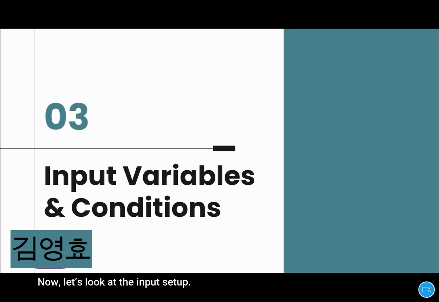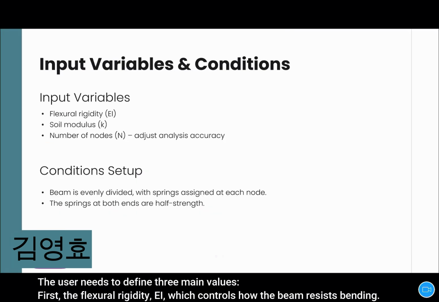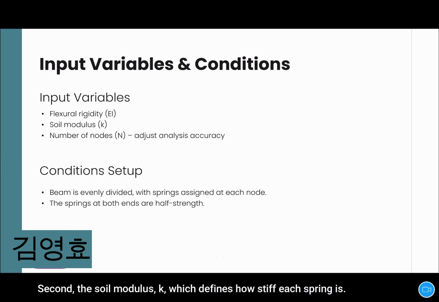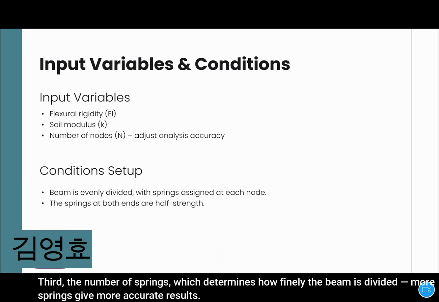Now let's look at the input setup. The user needs to define three main values. First, the flexural rigidity EI, which controls how the beam resists bending. Second, the soil modulus K, which defines how stiff each spring is. Third, the number of springs, which determines how finely the beam is divided. More springs give more accurate results.